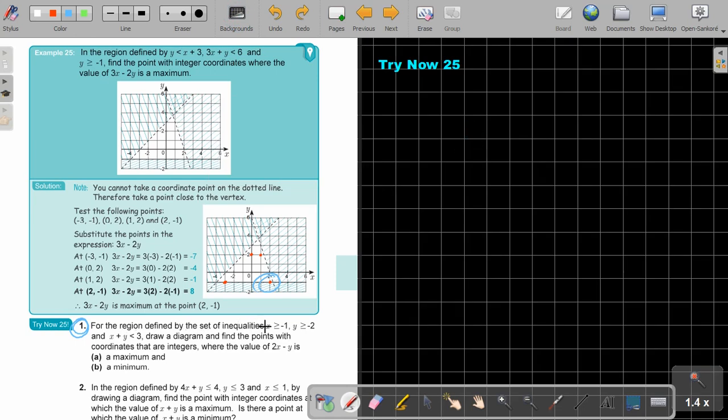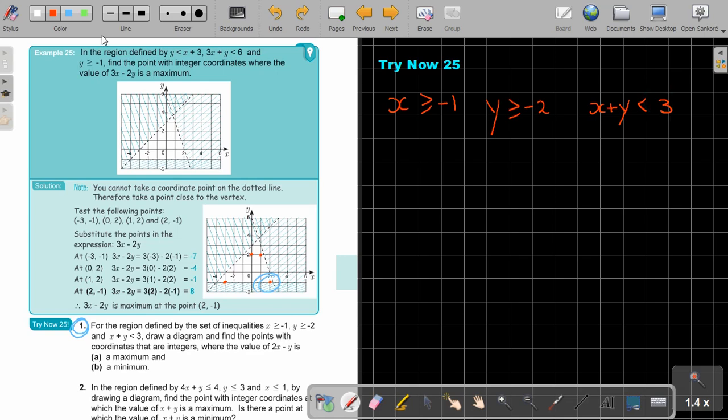Okay. For the regions defined by the set of inequalities, draw a diagram and find the points. Okay, now if I draw the diagram, remember I think it's only positive, so it's not dotted lines. So, okay, let's just first write down the lines. Sorry. I still struggle with the pen. x is bigger than or equal to -1. y is bigger than or equal to -2. And x plus y is smaller than 3.